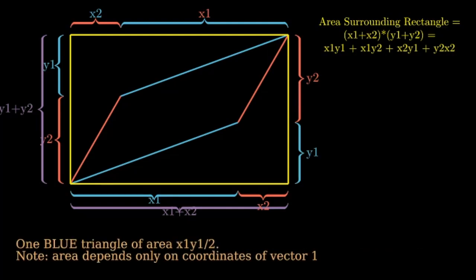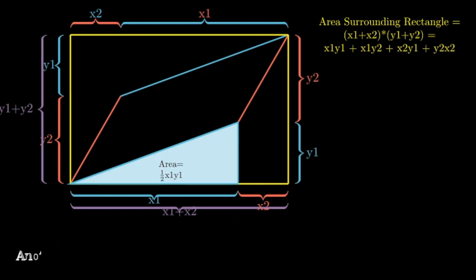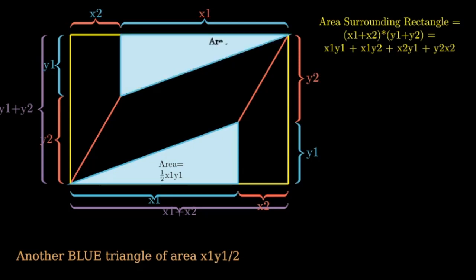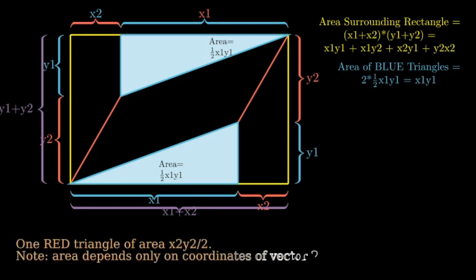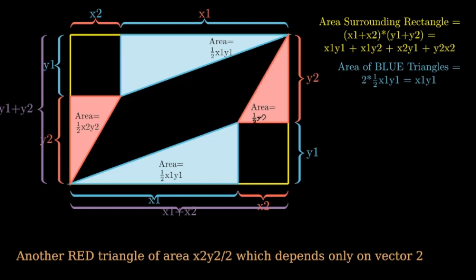What's between the surrounding rectangle and the parallelogram? We have one blue triangle of area x1 y1 by 2. And we have another blue triangle of area x1 y1 by 2. And both these triangles depend only on the vector (x1, y1). We have one red triangle of area x2 y2 divided by 2. And note, this area depends only on the coordinates of vector 2. And another red triangle of area x2 y2 by 2.